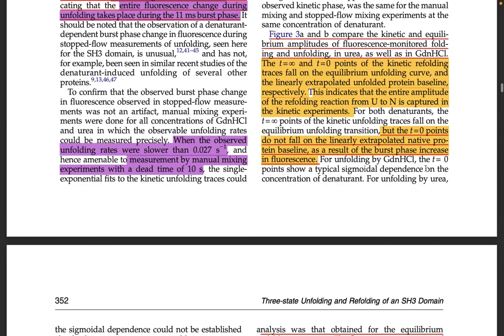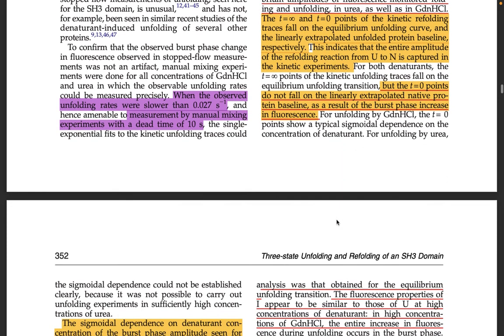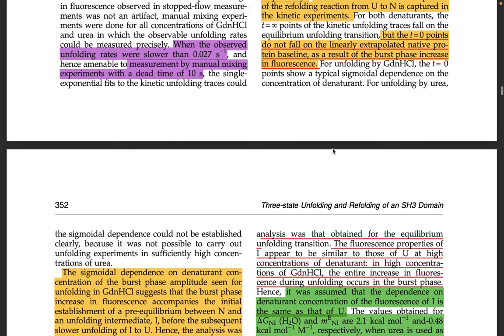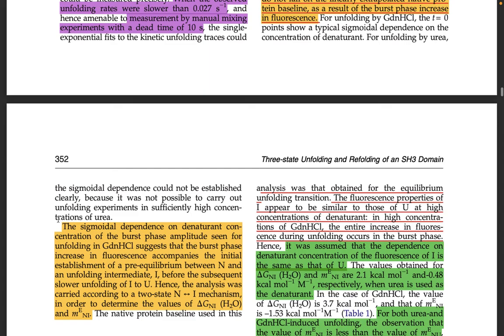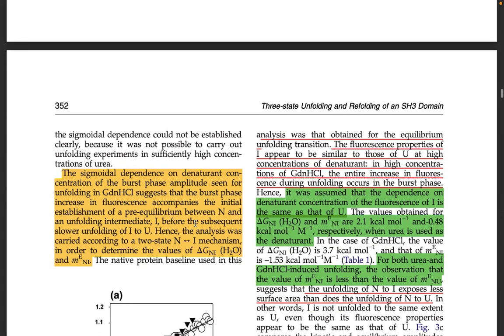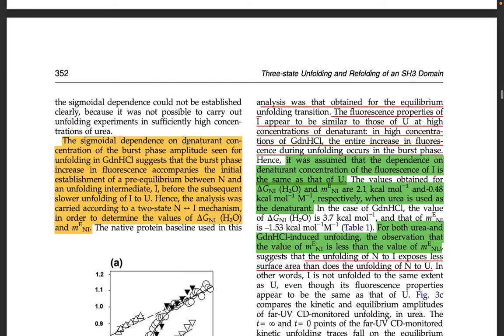for unfolding by guanidinium hydrochloride, the t equal to 0 points show a typical sigmoid dependence on the concentration of denaturant. For unfolding by urea, the sigmoidal dependence could not be established clearly because it was not possible to carry out unfolding experiments in sufficiently high concentrations of urea. Now, the sigmoid dependence on denaturant concentration of the burst phase amplitude seen for unfolding in guanidinium hydrochloride suggests that the burst phase increase in fluorescence accompanies the initial establishment of rapid equilibrium between N and an unfolding intermediate I, before the subsequent slower unfolding of I to U.